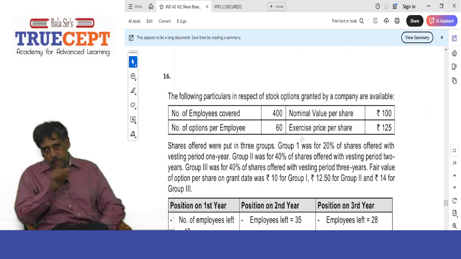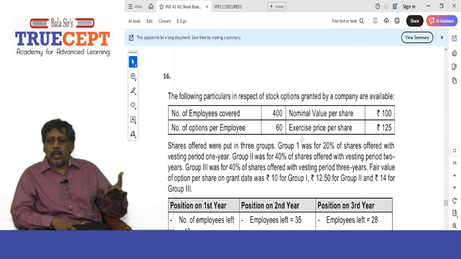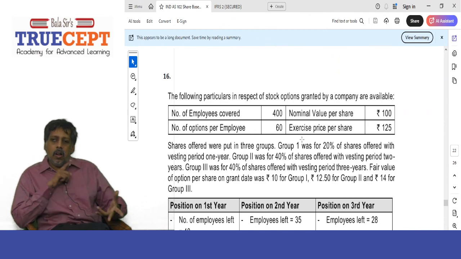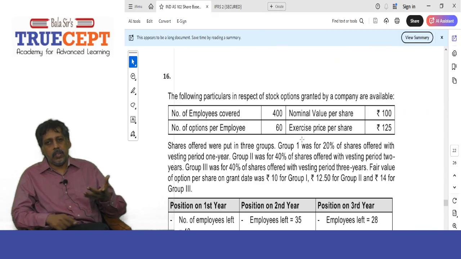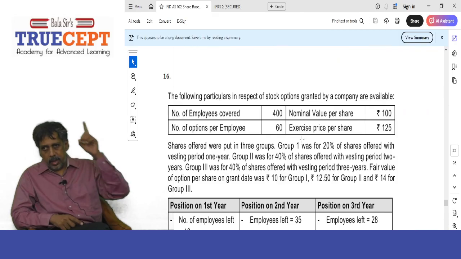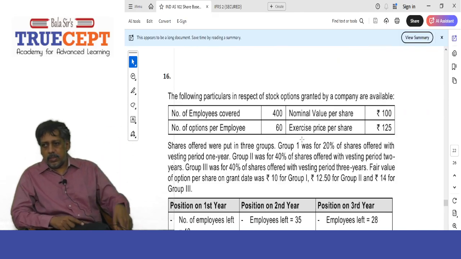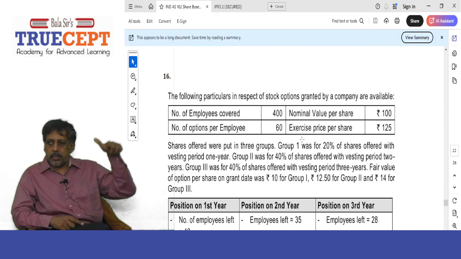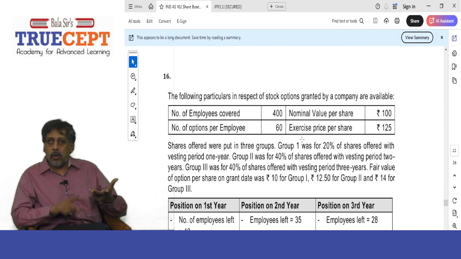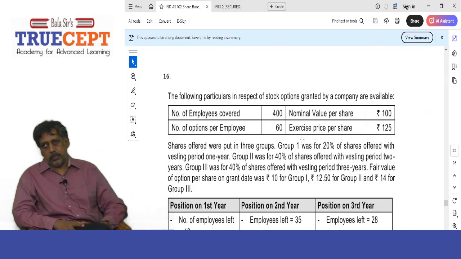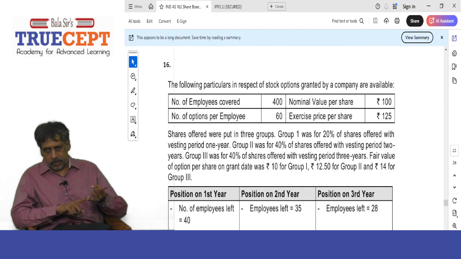It's not free. What is that called? It's called the exercise price, technically. Also known as the strike price, which you'll learn in AFM. But remember, that is the price at which the employees can buy shares in the company in case they decide to exercise a right to buy shares. Understood? And that is an exercise price.